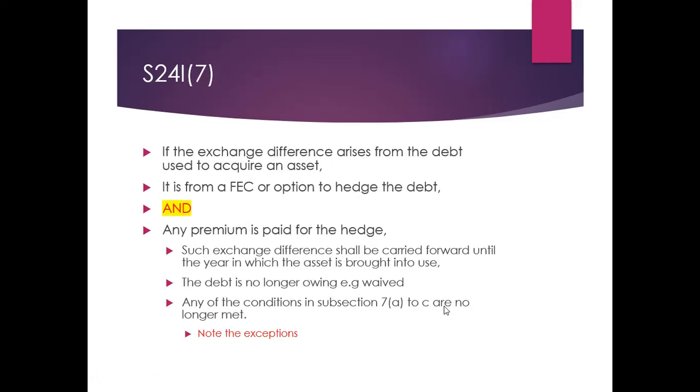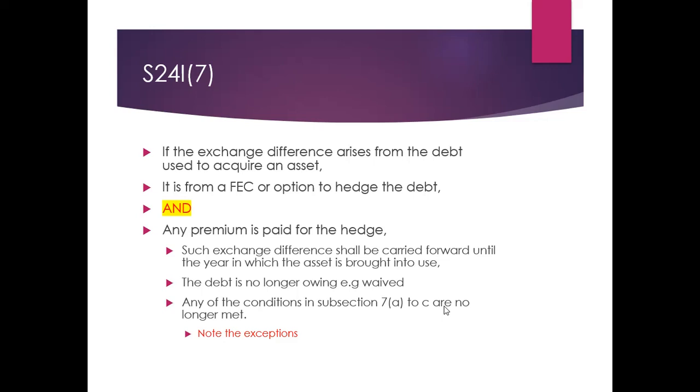Now the other section that is trickier is subsection 7. These are the conditions, that's the scope for the subsection. If an exchange difference arises from a debt to acquire an asset, the reason I used "to acquire an asset" is that it's something that you use or that can be brought into use at a particular date. It's not trading stock, it's not repairs and maintenance, it's an asset, but there are definitions there. If you go to your Act, you can check those out.